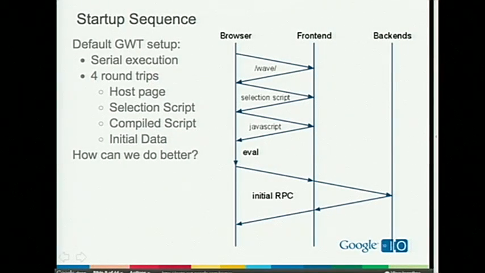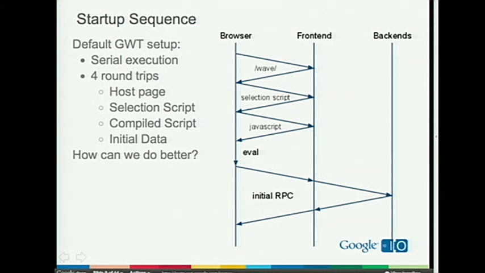Now the 4 round trips, first one is we download the host page. So this is initial HTML, creates the structure. Secondly, GWT, we download what's called a selection script. This script in the browser figures out what browser are they using, what language do they want to talk, etc. Now we know exactly what version of your application we want to download. So now I know, okay, let's download the French Safari version of Google Wave.